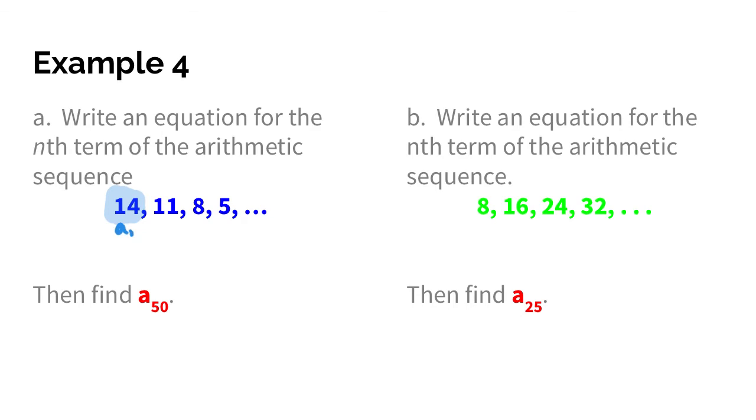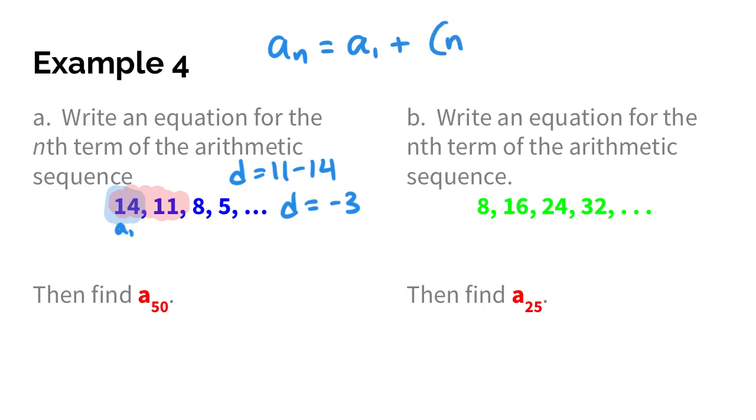Okay, when I look at the numbers, if I compare 14 to 11, my first two terms, the common difference here, I'll just write up top, would be 11 minus 14. So that common difference here would be -3. All right, so my arithmetic sequence is this: a sub n equals a1 plus, in parentheses, n minus 1 times d. Okay, so what I'm going to plug in is I'm going to leave a sub n.